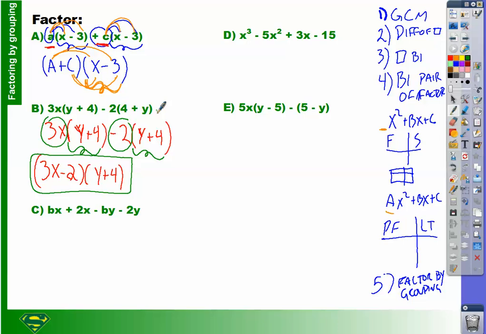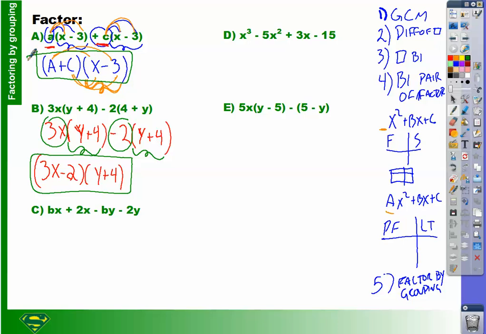The fundamentals of factoring by grouping are very simple. Yes, that's all the ones that were just right here. Is that the answer to A? The answer to A is the quantity a plus c times x minus 3. And that's it.